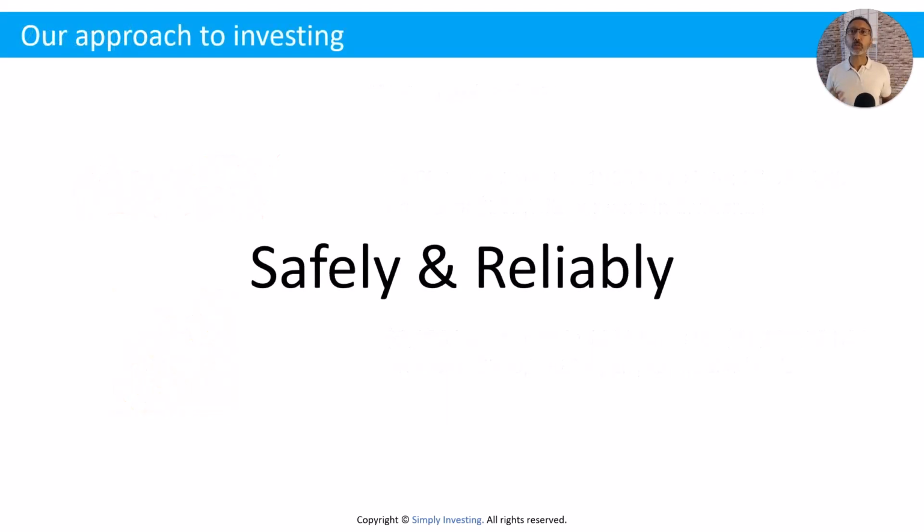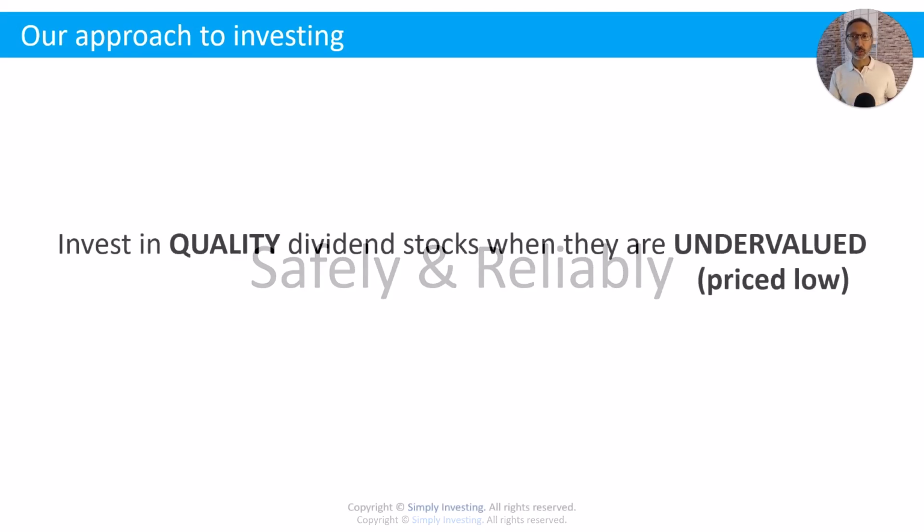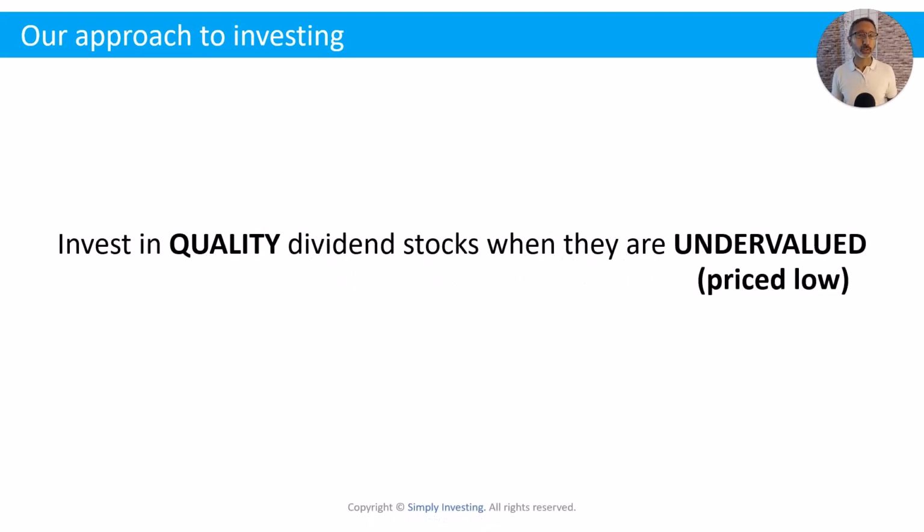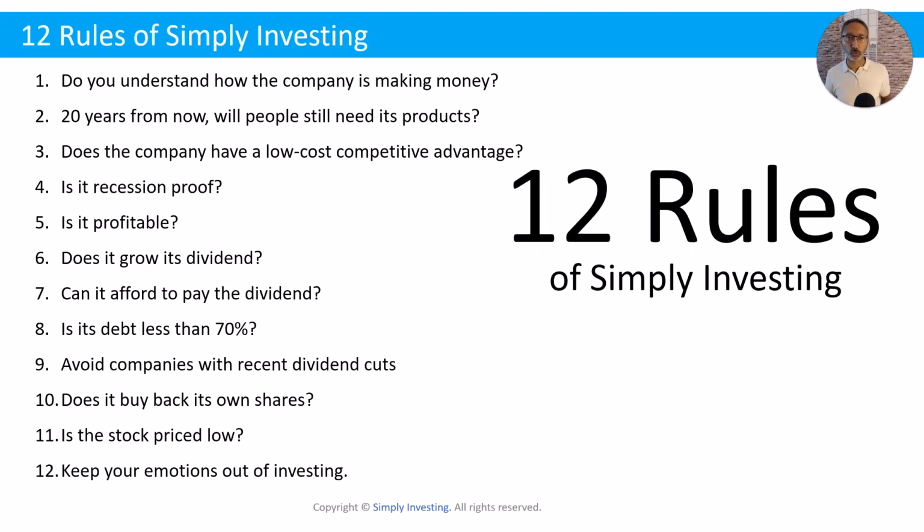So keep in mind, our approach is to invest safely and reliably. So how do we do that? We invest in quality dividend stocks when they're priced low. So not just any stock. Make sure it's a quality stock and not just at any price. Make sure the stock is priced low. So how do you know when you're looking at a stock anywhere in the world that it's a quality stock and it's priced low? So for that, I've created the 12 rules of simply investing, and we just covered those a couple of minutes ago.